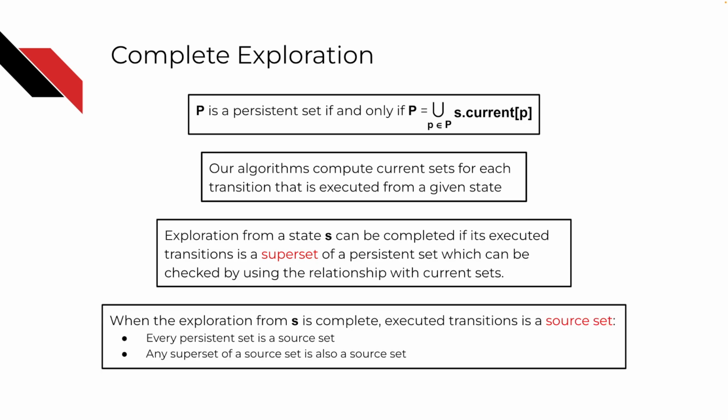This is sound because if the set of processes of executed transitions is a superset of any persistent set, such a superset is a source set due to the following properties. First, every persistent set is a source set. Secondly, any superset of a source set is still a source set, and hence the superset is also a source set. Therefore, in our dynamic algorithms, each time we backtrack to some state, we check if such a superset is found based on already computed current sets of these states.